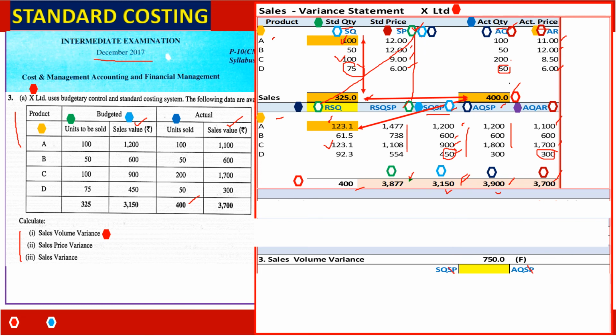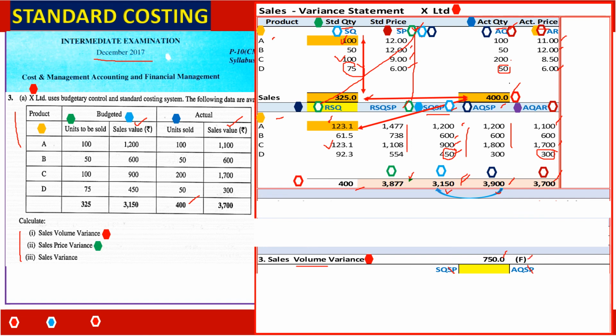The valuation difference is due to standard quantity and actual quantity. Anything based on quantity alone is called volume. Sales volume variance is 750, which is nothing but SQSP minus AQSP. 3,900 minus 3,150, 750. It is plus. Sales, when it is positive, it is favorable.